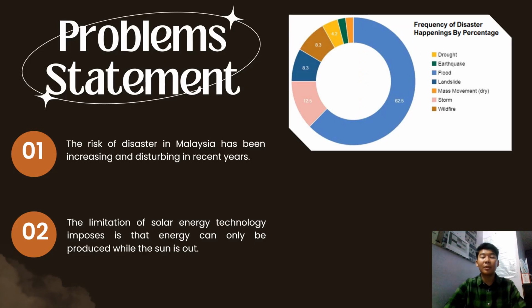For the problem statement of the project, the first one is that the risk of disaster in Malaysia has been increasing and disturbing in recent years. For example, floods, landslides, haze, and other man-made disasters, as well as a few unusual earthquakes and tsunamis. Attached here is the data that we collected of the frequency of disasters happening by percentage. And next is the limitation of solar energy. The technology imposes that energy can only be produced while the sun is out, so it means that the supply can be interrupted at night and during cloudy days.